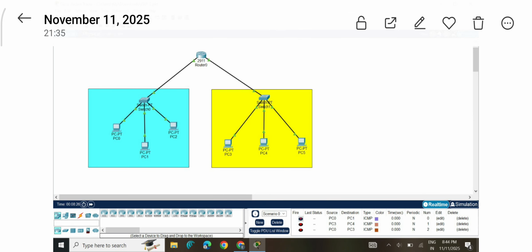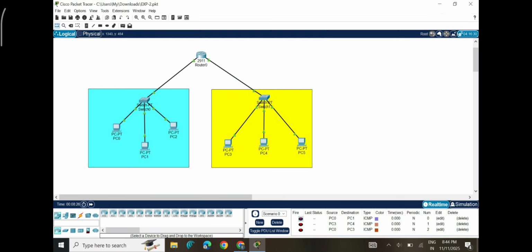So in our experiment, we started with a class C network, that is 192.168.10.0/24, which normally supports 256 addresses. By applying a /25 subnet mask, we divide it into two subnets, each containing 126 usable IP addresses.